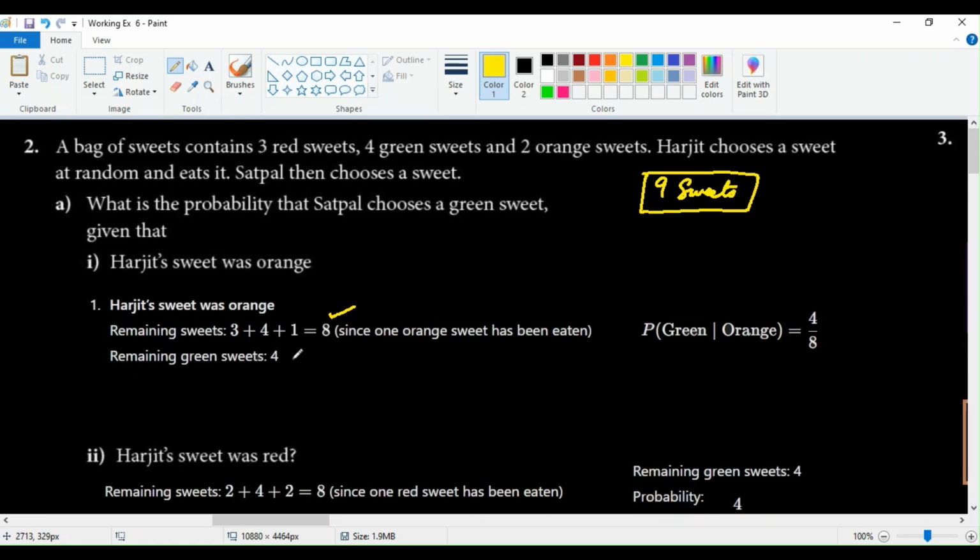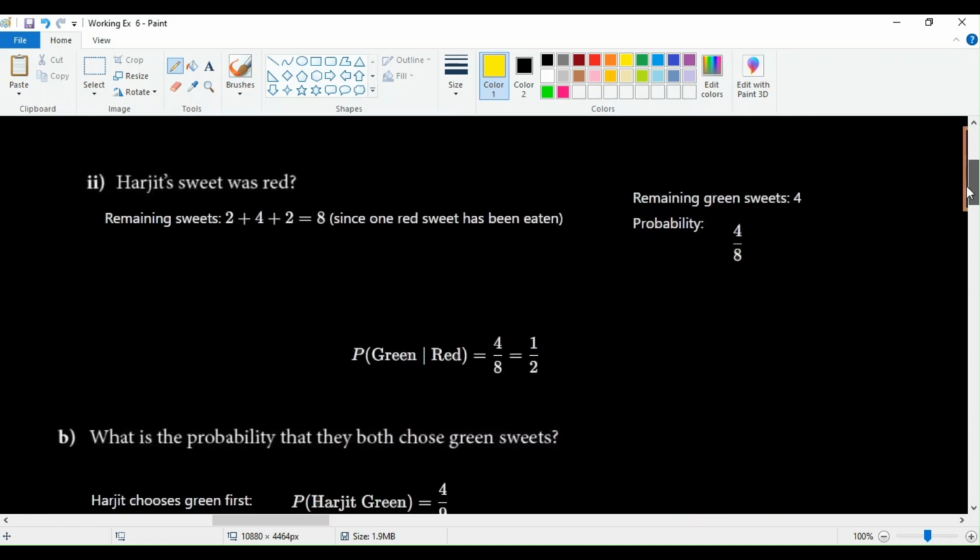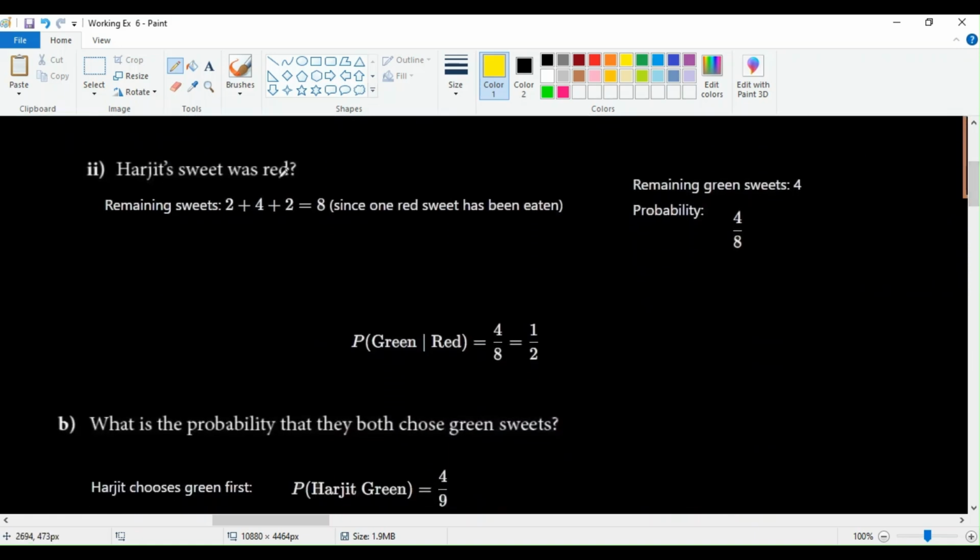So finally, the answer for this part of the question is going to be 4 over 8. This is going to be the answer for the first part of the question. Now the second part says that Harjeet's sweet was red. Remaining sweets are 2 plus 4 plus 2, which equals 8, since one red sweet has been eaten. So remaining green sweets are 4. So probability is going to be 4 over 8, which is the answer for this question.